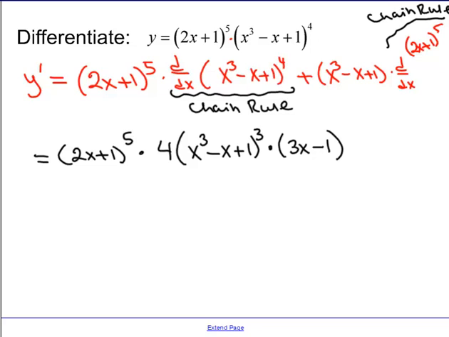So then we have x to the 3rd minus x plus 1 times, we have to use a chain rule here, so it's a power rule again, so it's 5 times (2x plus 1) to the power of 4 times the derivative of the inside, so times 2.